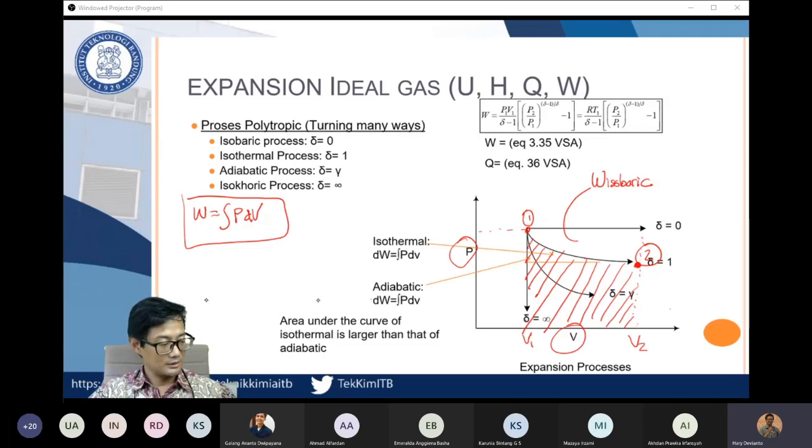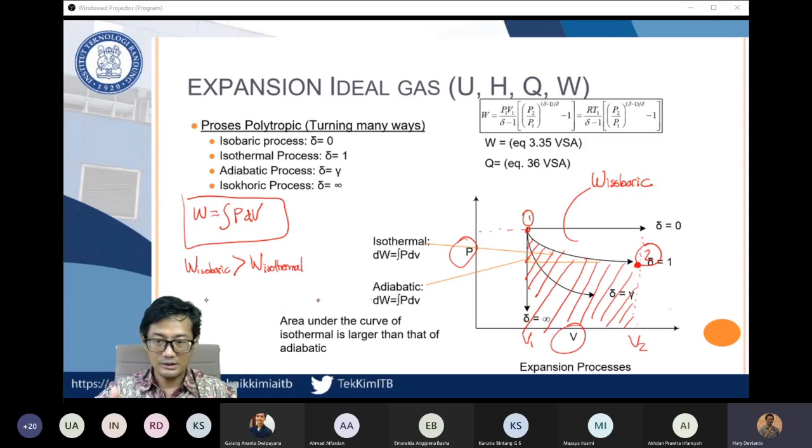Okay, so work for isobaric is the highest one. The second one is work for isothermal. You can see from the area under the curve. Now the last one.